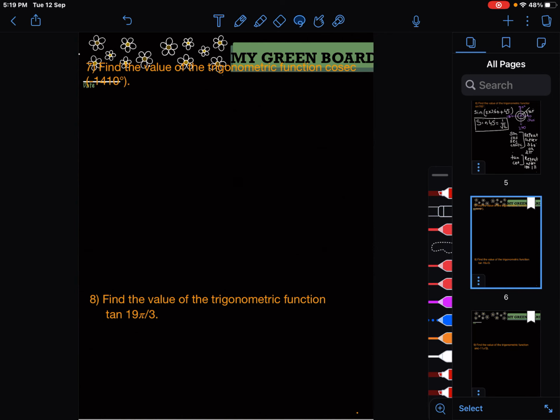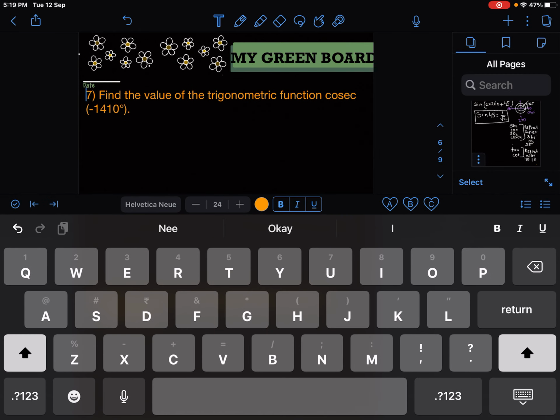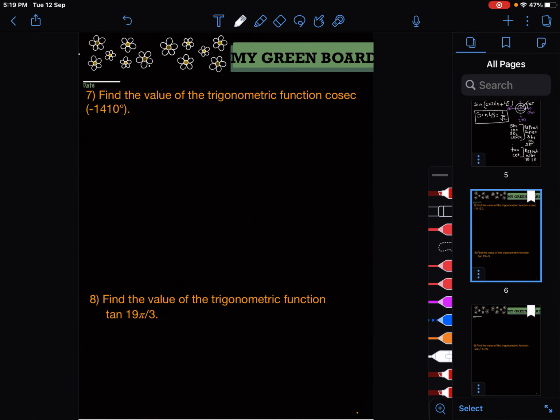Let's start now. Here the question is not written properly, so let me just check. Now the next question is, find the value of the trigonometric function cosec minus 1410. They have given a negative degree. They have given it as degree, they have not given it as radian.